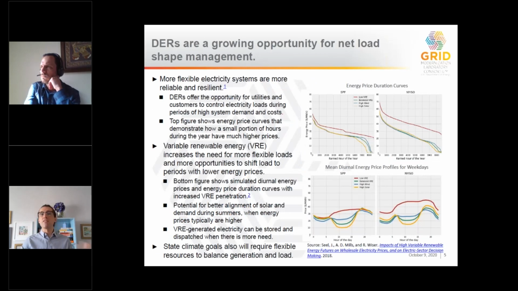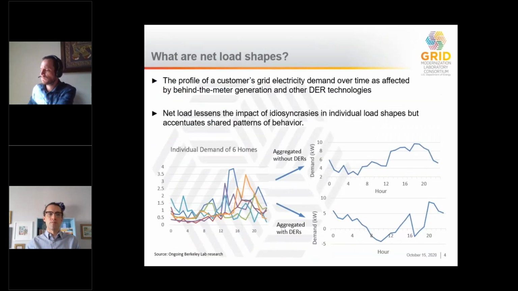And furthermore, the opportunity and need for net load management using distributed energy resources only continues to grow as variable renewable energy, such as solar, is further adopted. So even at low VRE levels, DERs provide an opportunity to control electricity load during periods of high system cost, such as the left side of the energy price duration curve shown here, where a small proportion of hours have exponentially increasing costs. And with more VREs, which can also be DERs, you have an even greater distribution of prices, both for the entire year and throughout a single day, which is shown in that bottom figure. This provides even more opportunity to shift load to periods with lower prices, such as with demand response, or use storage to dispatch VRE generation into higher price hours. Next slide. So go 2 down.